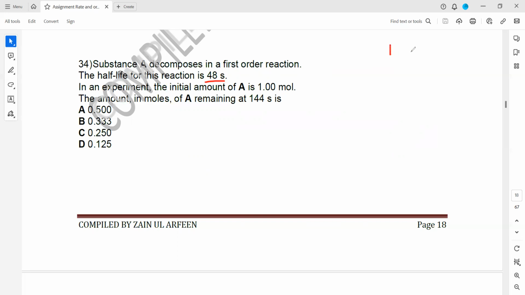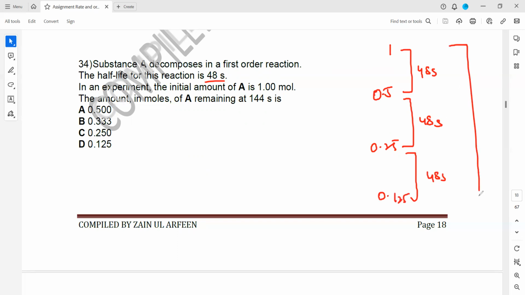We have 1 mole, after 48 hours it will be 0.5. After another 48 hours, it will be 0.25. After another 48 hours, it will be 0.125. And the total duration is 144 hours. So it will change to 0.125. So D will be the right answer.